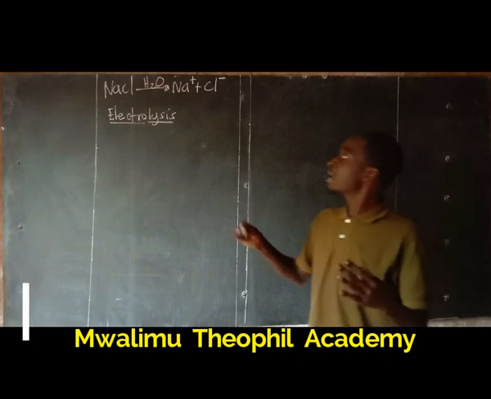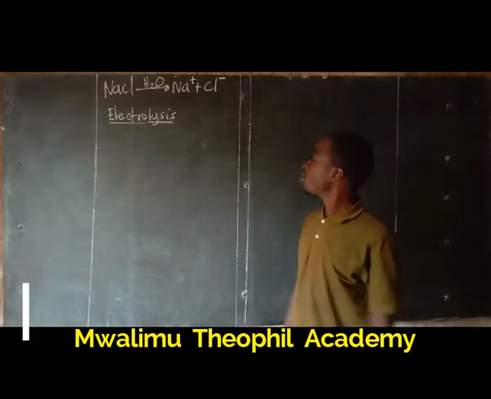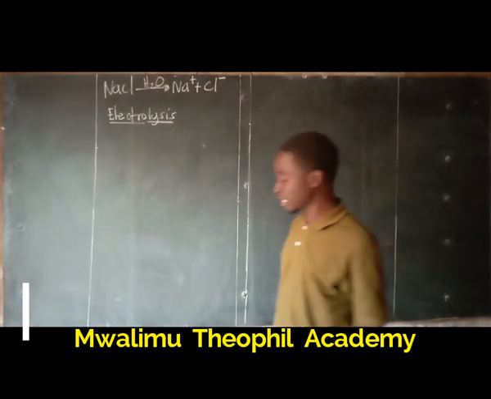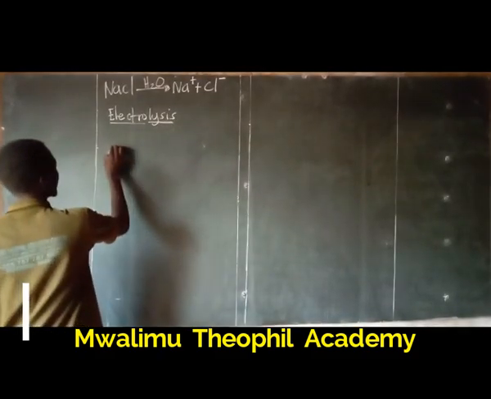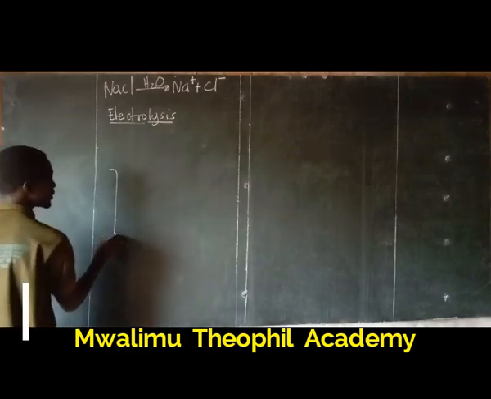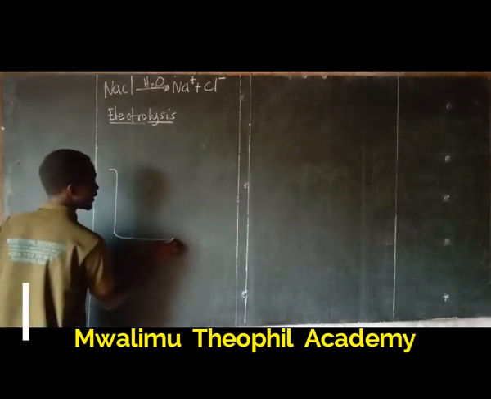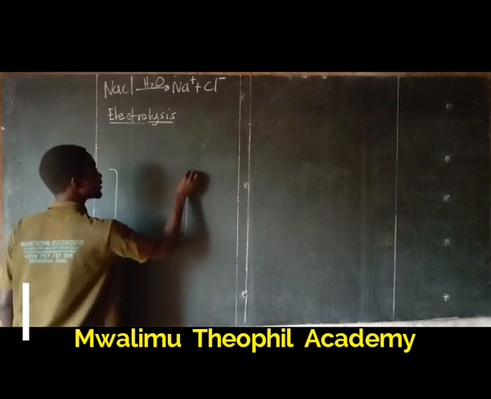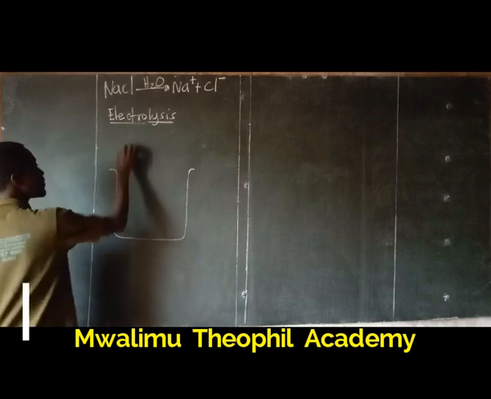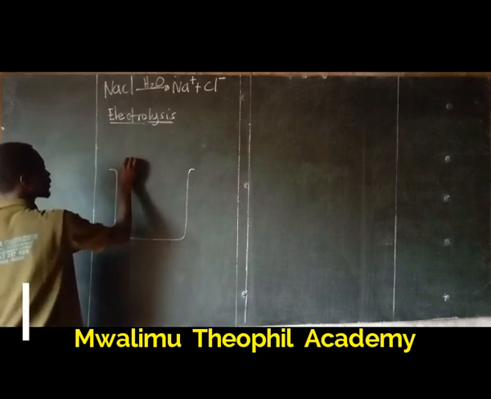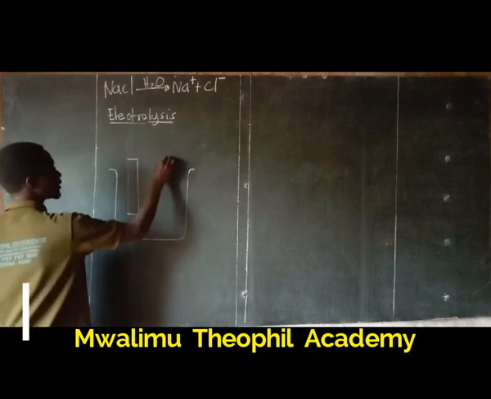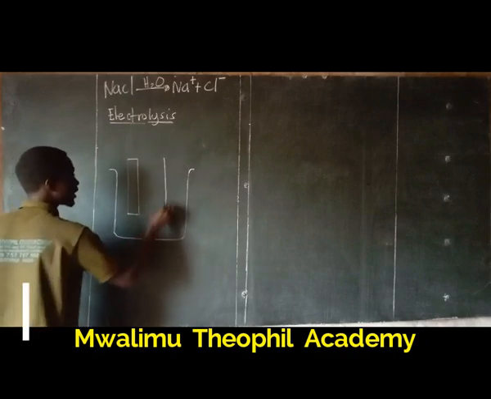Now let us see more elaboration on the meaning of electrolysis by using an electrolytic cell. You may see we have an electrolytic cell like this. When we speak about an electrolytic cell, it is a device in which electrolysis takes place. A device in which electrolysis takes place is known as an electrolytic cell, as you may see in this diagram.